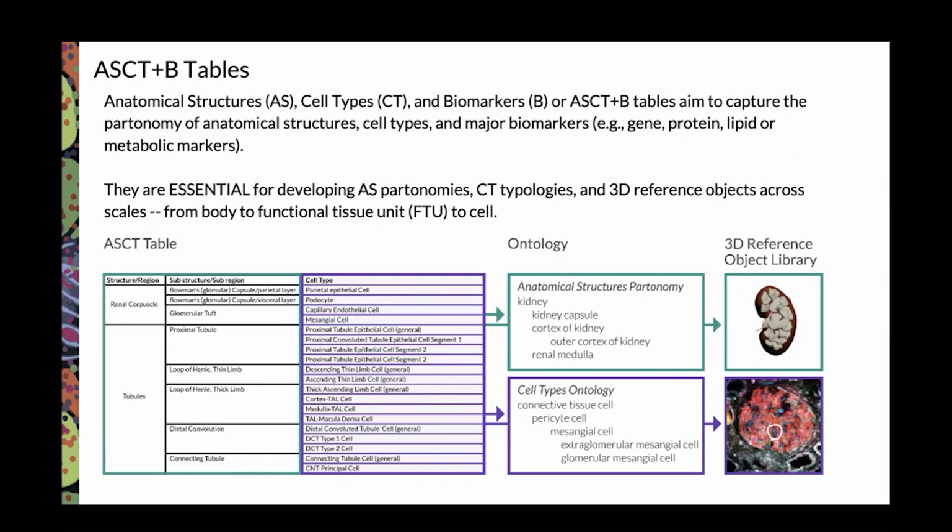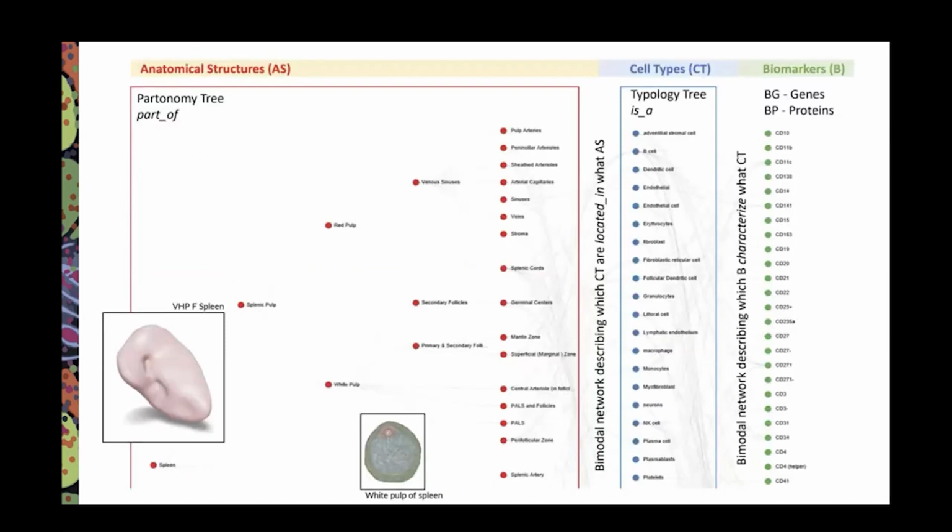So in the next slide, you see the combination of these 3D structures here, a spleen in 3D. And of course, you just see the outer shell, but there's more internal structure. And then you also see the white pulp of spleen as a 2D illustration. And you can refer them back to the anatomical structures that are captured in the anatomical structures, cell types, and biomarker tables. And you also see these different linkages that now interlink the anatomical structures to cell types via located in relationships, and between biomarkers and cell types as so-called characterized relationships.